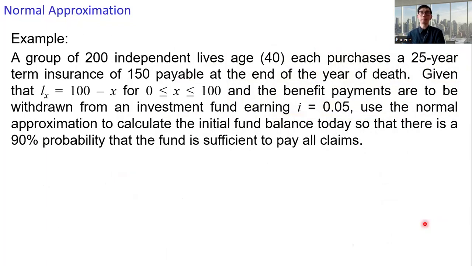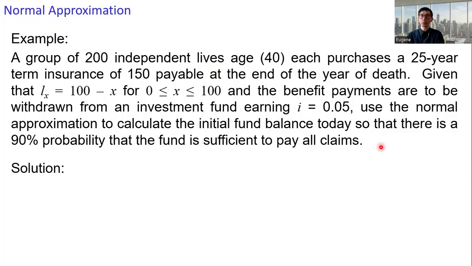Let's take a look at another example. A group of 200 independent lives, all at age 40, each purchases a 25-year term insurance. Death benefit is 150, payable at the end of the year of death. So this is a discrete insurance. Given that lx is 100 minus x, the benefit payments are to be withdrawn from an investment fund earning an interest rate of 0.05. Use the normal approximation to compute the initial fund balance today so that there is a 90% probability that the fund is sufficient to pay all claims.